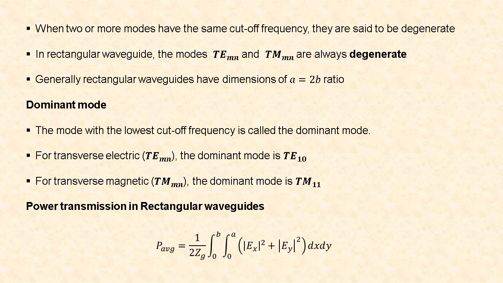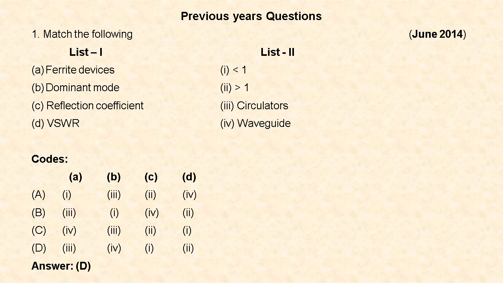Next is the power transmission in rectangular waveguides. The average power transmitted through a rectangular waveguide is given as P average is equal to 1 by 2 Zg integral of 0 to b integral of 0 to a of (Ex square plus Ey square) dx dy. Here Zg, that is the characteristic wave impedance, varies depending upon the mode, whether it is transverse electric or transverse magnetic mode.